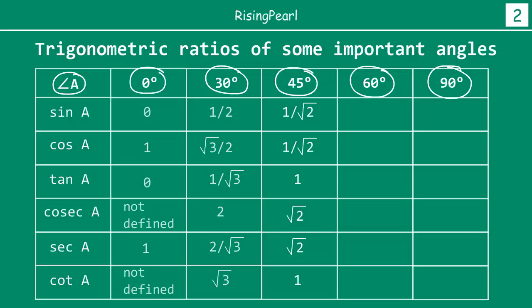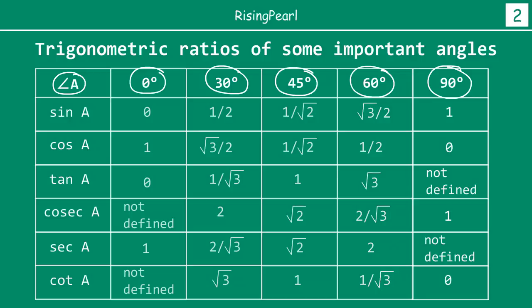For 45 degrees, sine 45 degrees and cos 45 degrees, they are both 1 by square root 2, tan 45 degrees is 1, cosec 45 degrees and sec 45 degrees both are square root 2, and cot 45 degrees is 1. Moving on to 60 degree angles, sine 60 degrees is square root 3 by 2, cos 60 degrees is 1 by 2, tan 60 degrees is square root 3, cosec 60 degrees is 2 by square root 3, sec 60 degrees is 2, cot 60 degrees is 1 by square root 3.